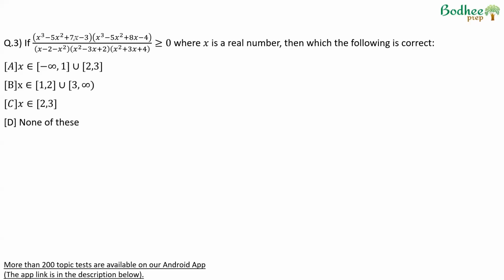If (x cube minus 5x square plus 7x minus 3) into (x cube minus 5x square plus 8x minus 4) upon (2x minus 2) minus (x square) into (x square minus 3x plus 2) into (x square plus 3x plus 4), b square minus 4ac.